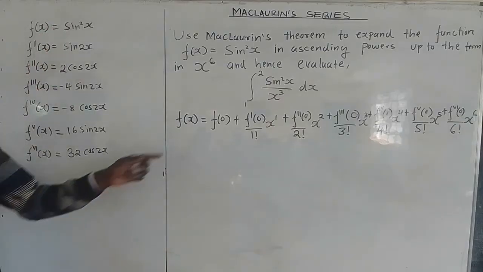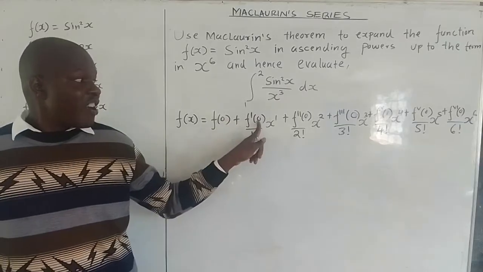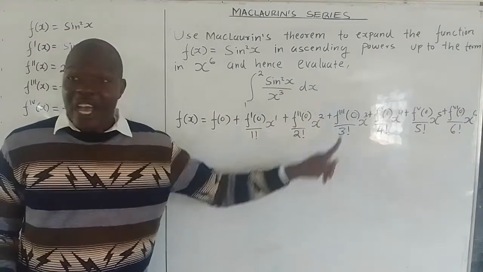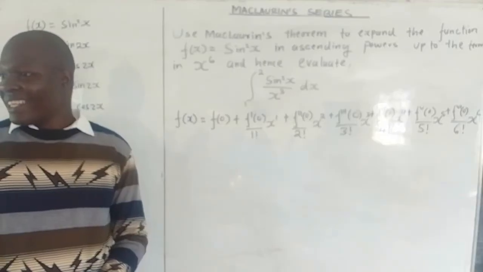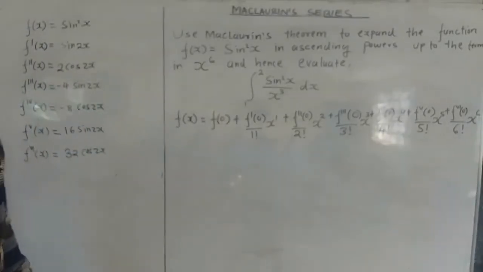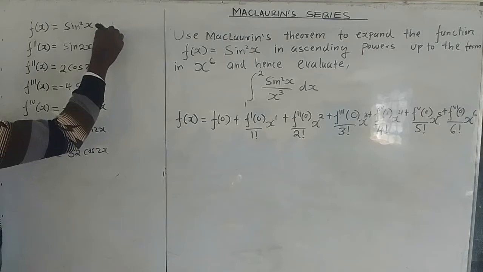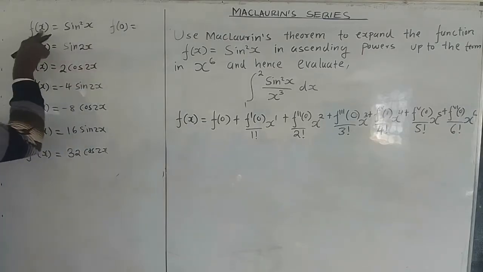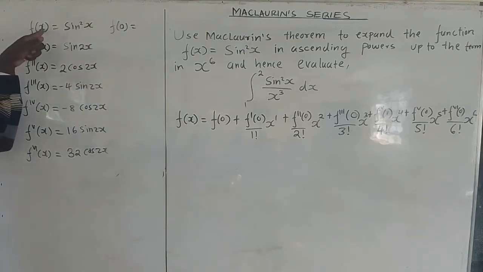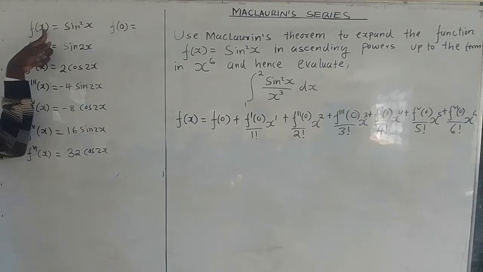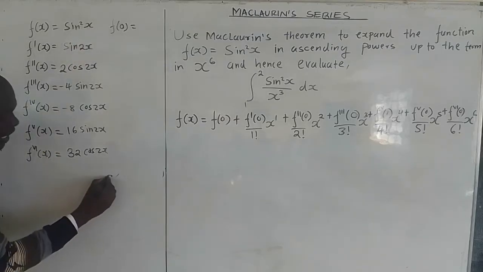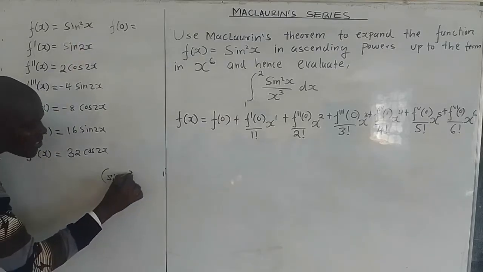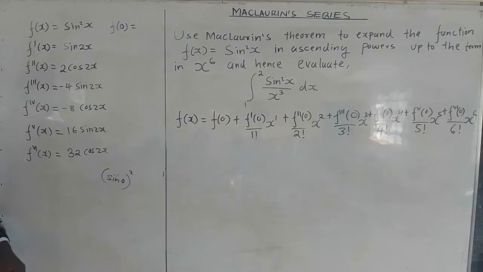We need f of 0, f prime of 0, f double prime of 0, f triple prime of 0. Those are the functions we need, isn't it? Are we together? So you start, what is f of 0? F of x is sine squared x, meaning f of 0, where there is x, you put 0. So f of 0 will be sine squared of 0. So sine squared of 0 is like saying sine 0, which has been squared, isn't it? And what is sine 0?